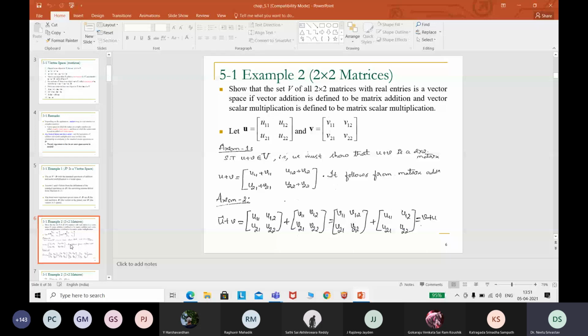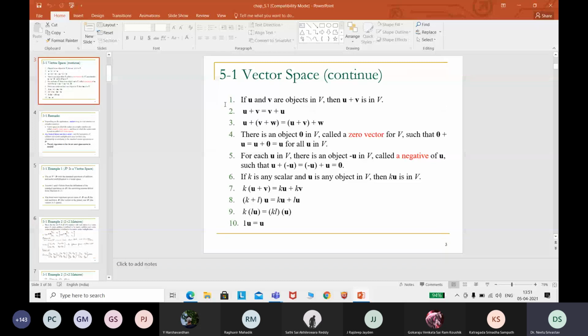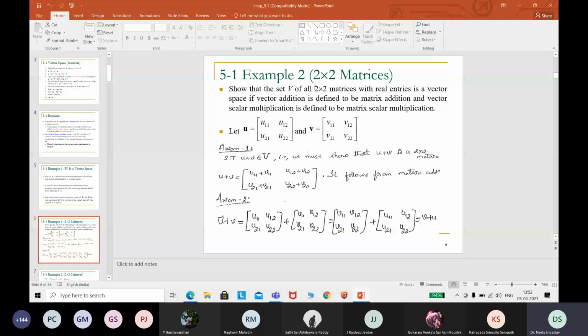So for axiom 1, let us have a look. Axiom 1 says addition is commutative, correct? So for showing that addition is commutative, first you look at the set. Based on the nature of the set, here I am given a set of elements with 2 cross 2 matrices, right? Now you look at what nature of elements you have, because when you are adding, whether the number of elements or the nature of the elements will change.